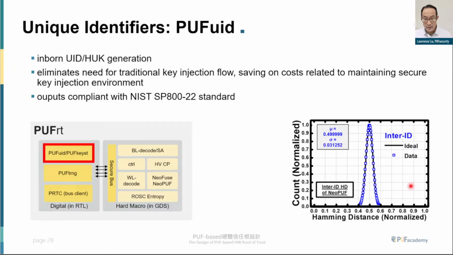Next, we have PUFuid, which is PUFrt's source of unique identifiers, including hardware unique keys, or HUKs. By completely internalizing the key provisioning process, time and money is saved versus the traditional method of key injection in a secured clean room environment. The randomness of PUFuid's unique identifiers have been measured to pass the suite of statistical checks detailed in NIST's special publication 800-22 standard, with its Hamming distance measured to be close to ideal, if you compare the black to the blue squares here.